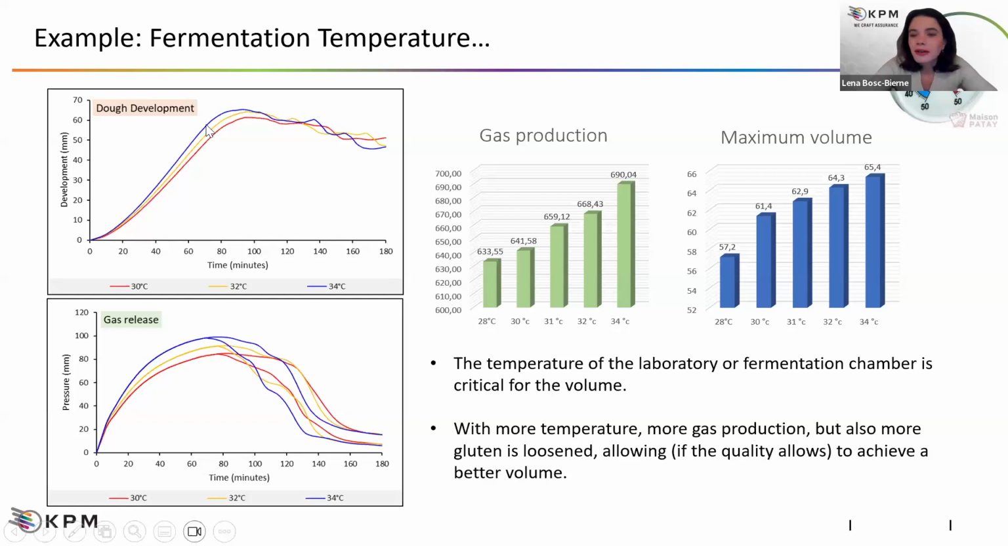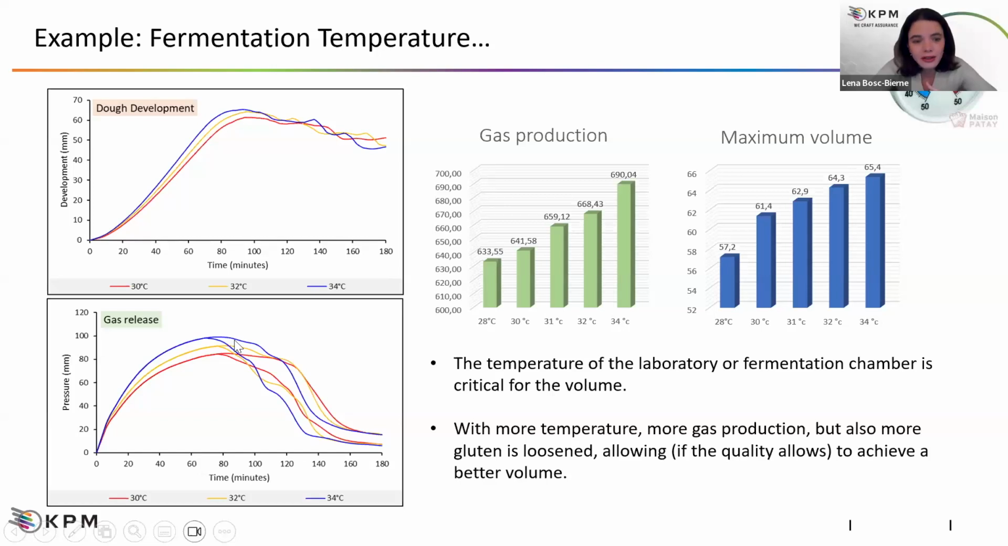And when we look for the reason in the gas release curve, we see this is because we have produced more gas. We have produced more gas because, well, yeast are stimulated by the temperature. They work better at certain temperatures, up to a certain level, of course. So that really indicates that the temperature of fermentation is critical for the volume. It's critical for the volume, it's critical for the fermentation time. With more temperature, more gas production, but also the more the gluten is loosened.